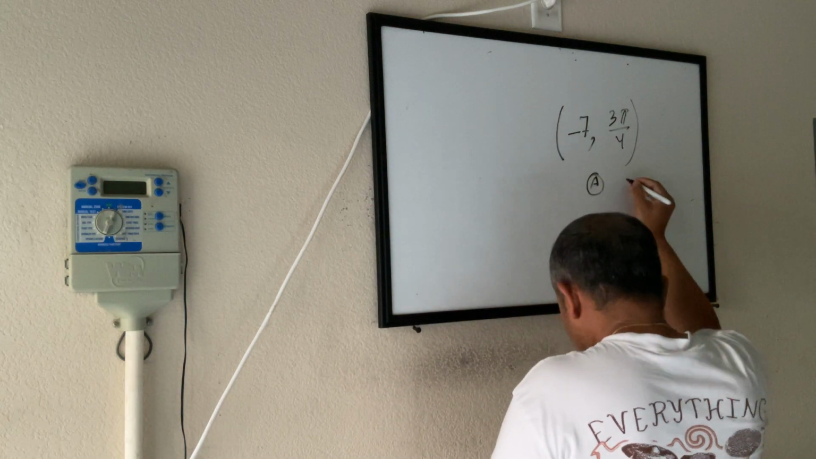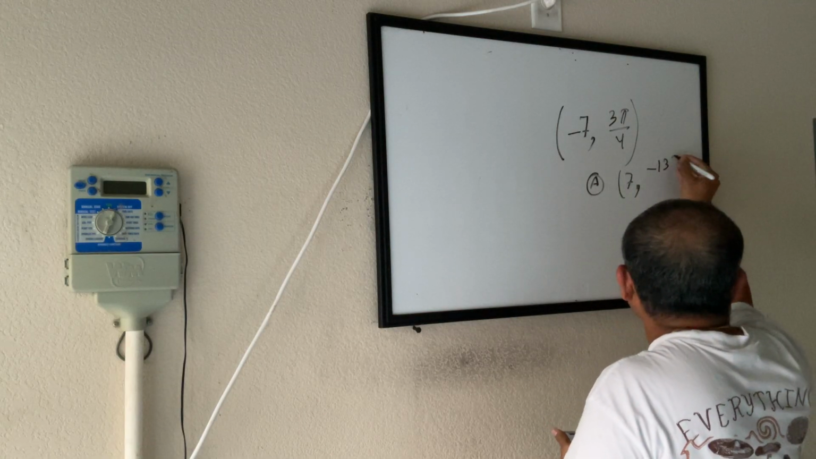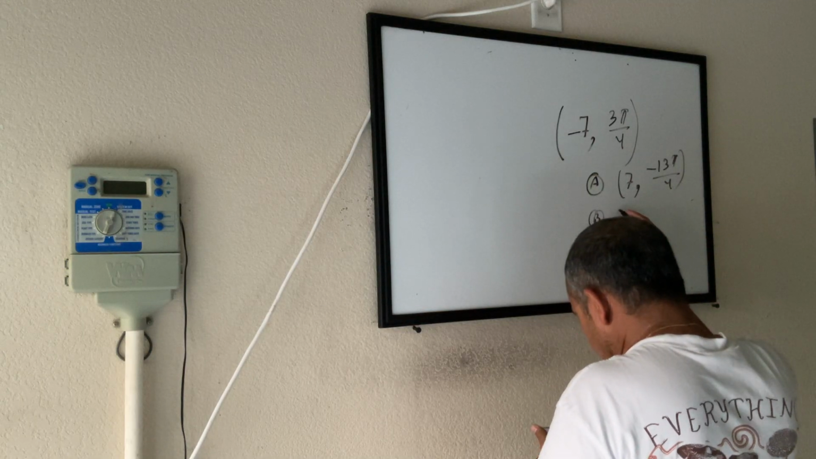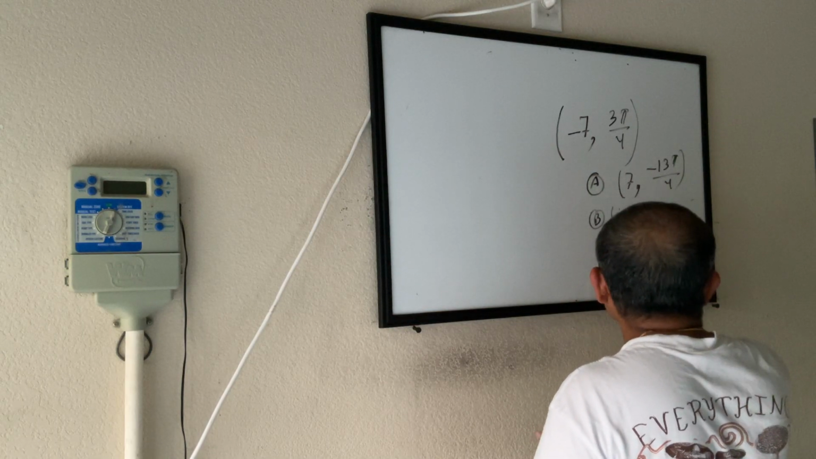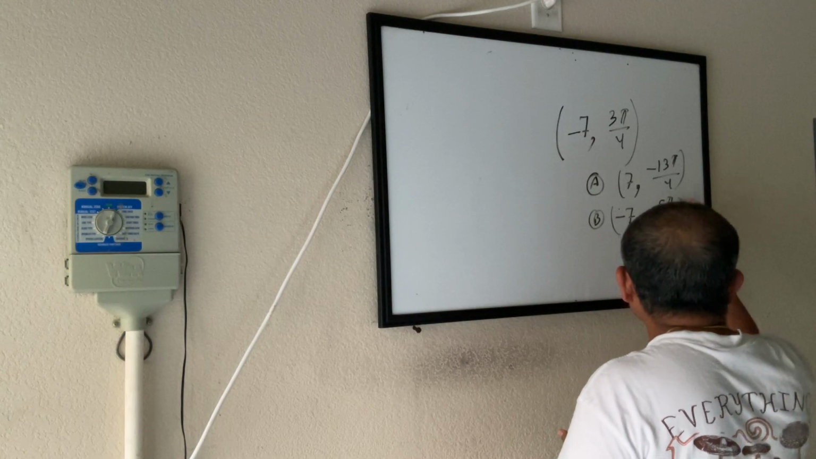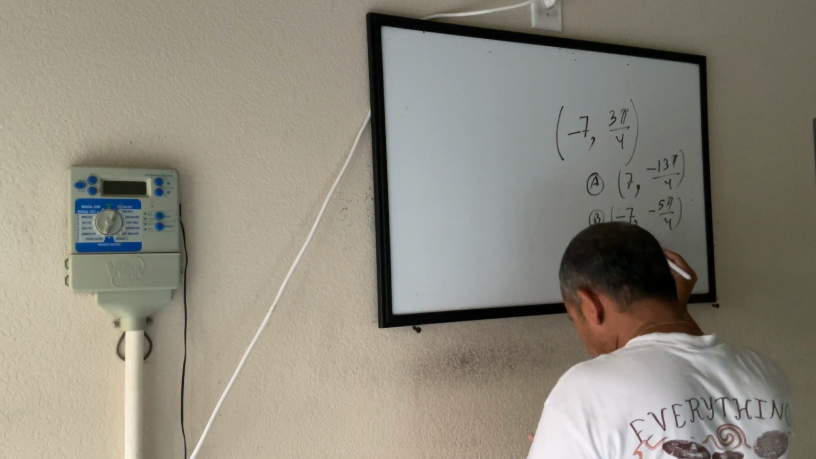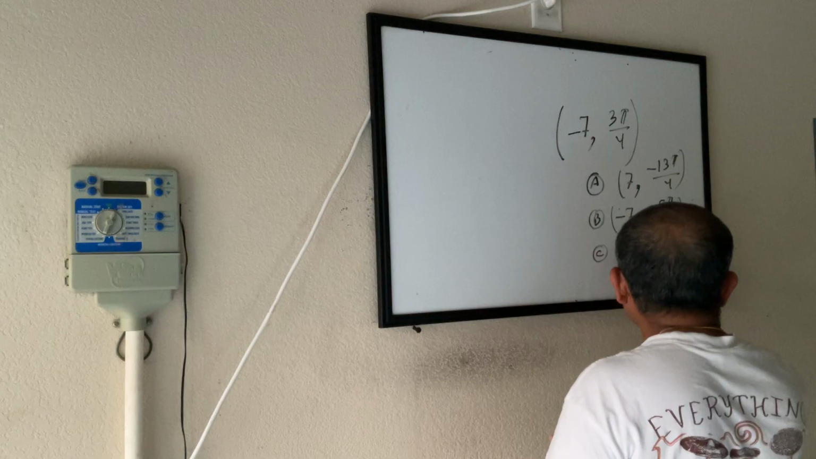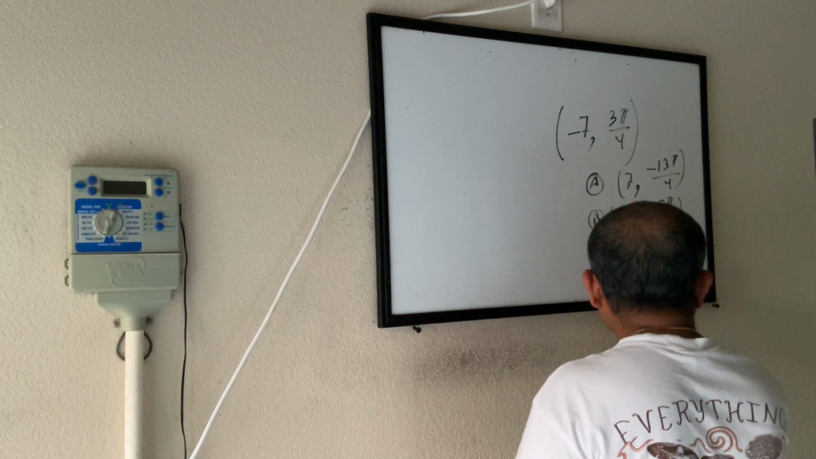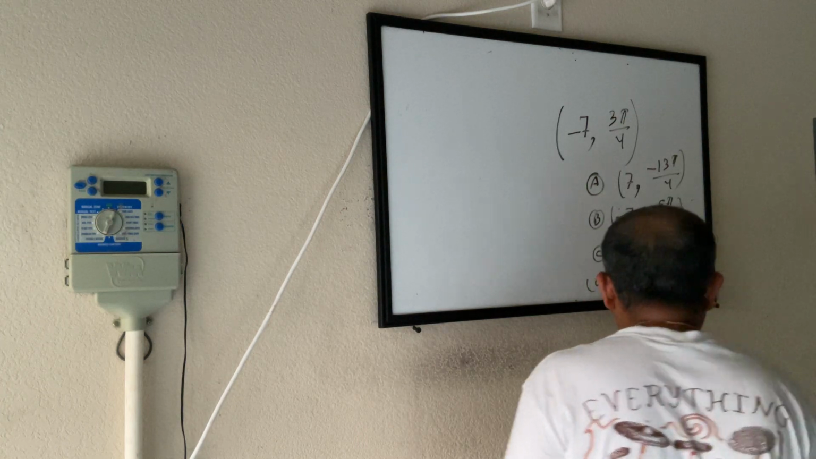First one is 7, comma -13 pi over 4. Second option is -7, comma, -5 pi over 4. Third option is 7, comma minus pi over 4. And fourth option is -7, comma 11 pi over 4.